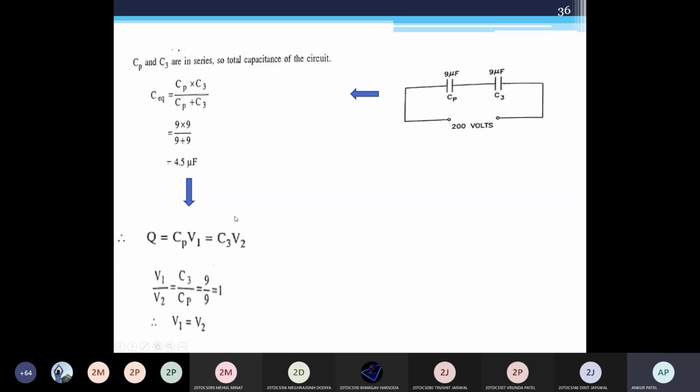Just rearranging the equation, V1 by V2 is equal to C3 by Cp. We know C3 and Cp are 9 by 9, equal to 1. So we can say V1 equals V2.